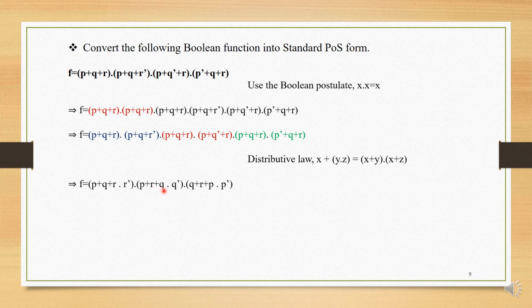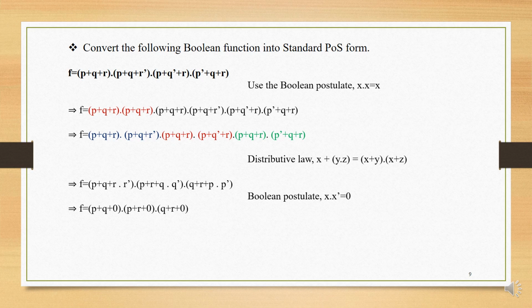dot p plus r plus q dot q bar dot q plus r plus p dot p bar. So this sum term can be obtained by considering these two sum terms, and this term is obtained by considering these two sum terms, and this term is obtained by considering these two sum terms. Now, applying a Boolean postulate x dot x bar equal to 0, you have here in terms of r dot r bar, here you have q dot q bar, here you have p dot p bar. So now all these terms become 0.